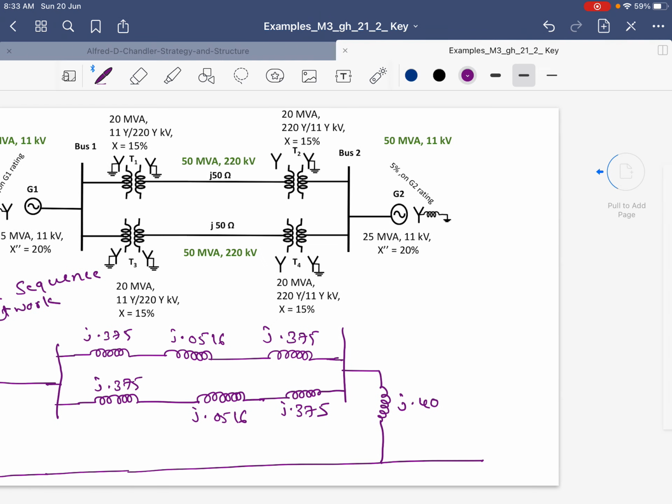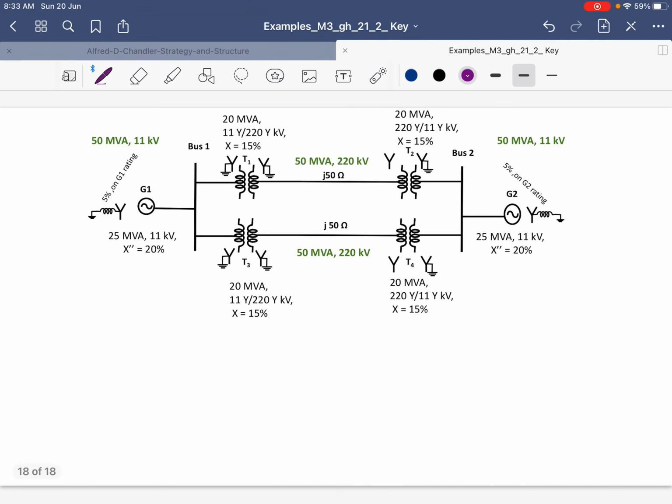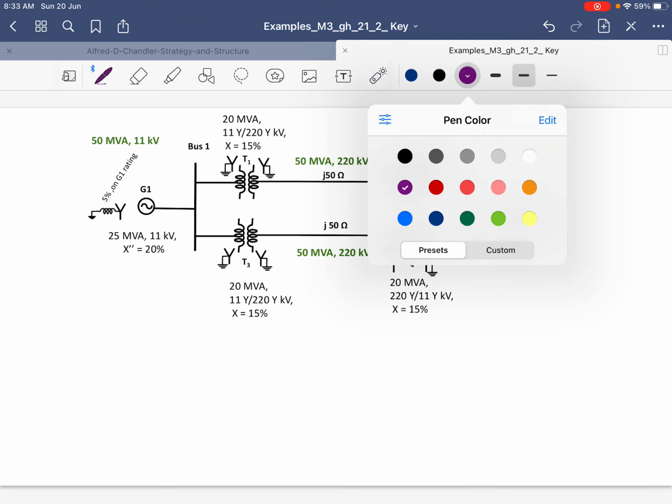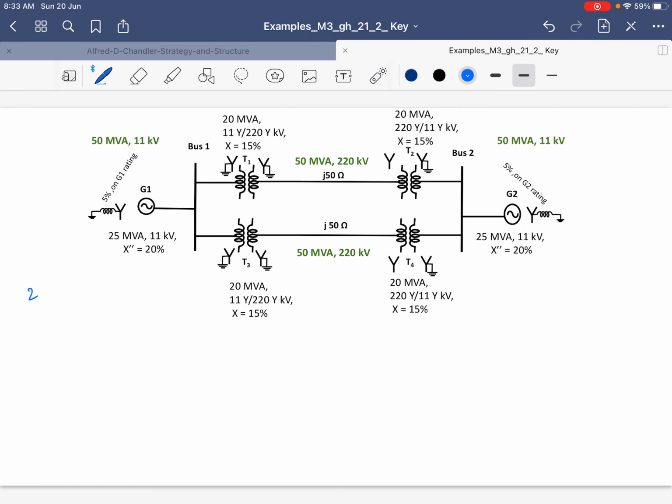Similarly, you have to draw the zero sequence diagram. The only thing is that you have to draw the zero sequence network very carefully, looking at the connection diagram here. Okay. I'll start with the reference once again. It is the zero sequence network.